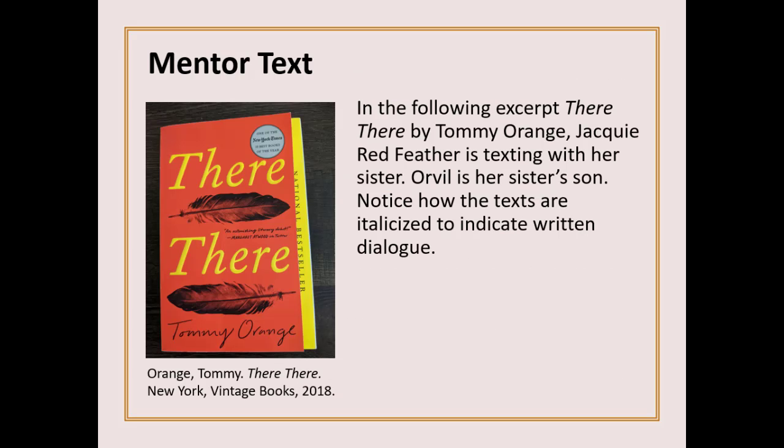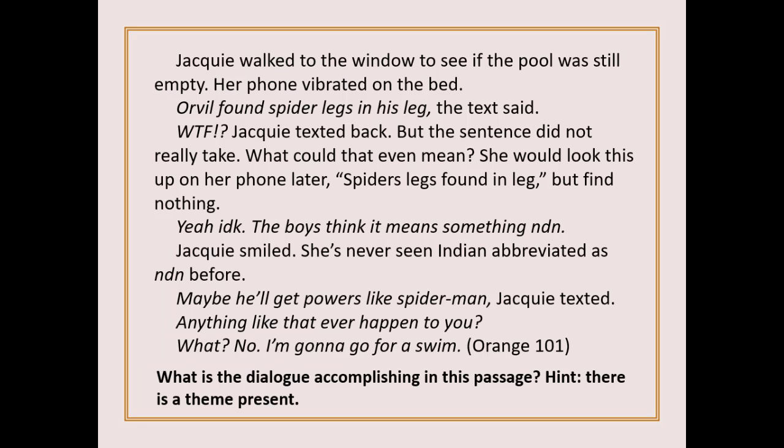Our next mentor text is There There by Tommy Orange. And in this excerpt, Jackie Redfeather is texting with her sister. Orville is her sister's son. And I want you to notice how the texts are italicized to indicate written dialogue. So technically, text messages, letters, or other types of written correspondence can function very similarly to dialogue. And sometimes it follows the same behaviors that dialogue or internal dialogue does. And in this case, the text messages are set up very much like a conversation.